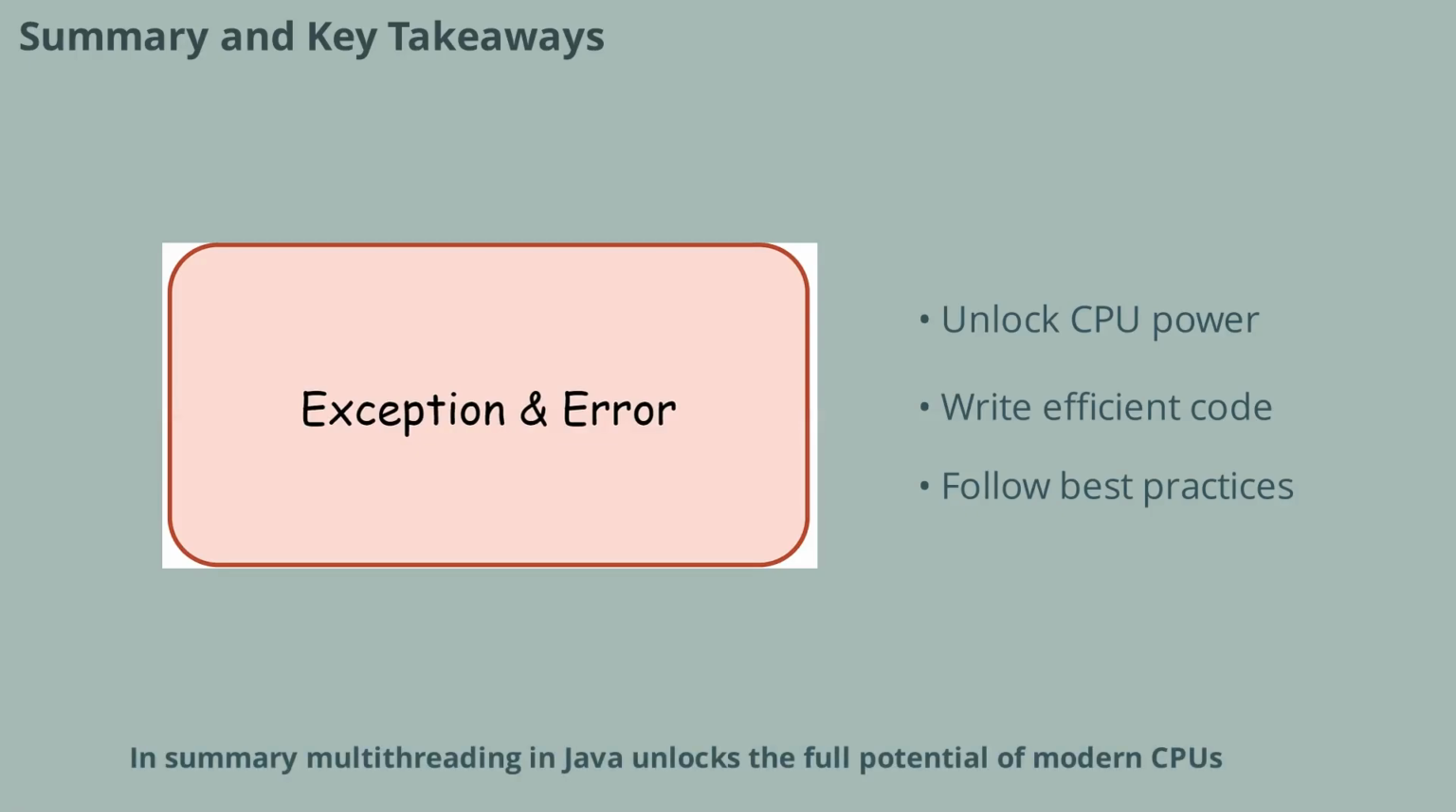Summary: multithreading in Java unlocks the full potential of modern CPUs, enabling responsive and high-performance applications. By understanding threads, synchronization, locks, and concurrency utilities, you can write robust and efficient code. Remember to follow best practices, test thoroughly, and use the right tools for the job. With these skills, you're ready to tackle complex, real-world Java projects.